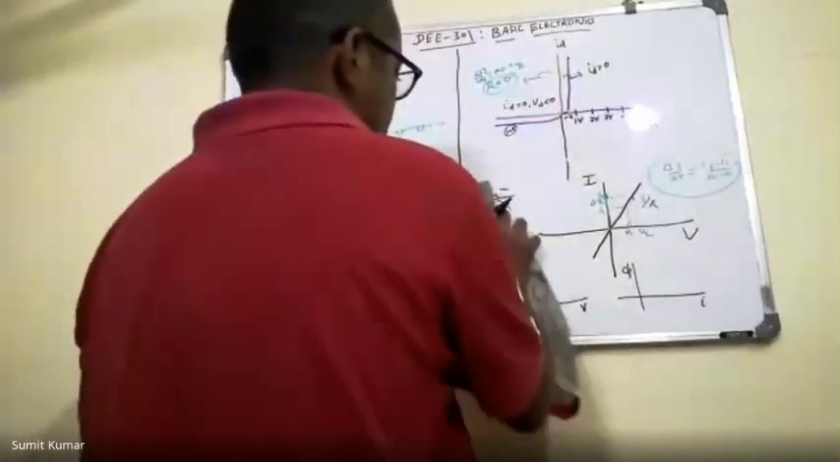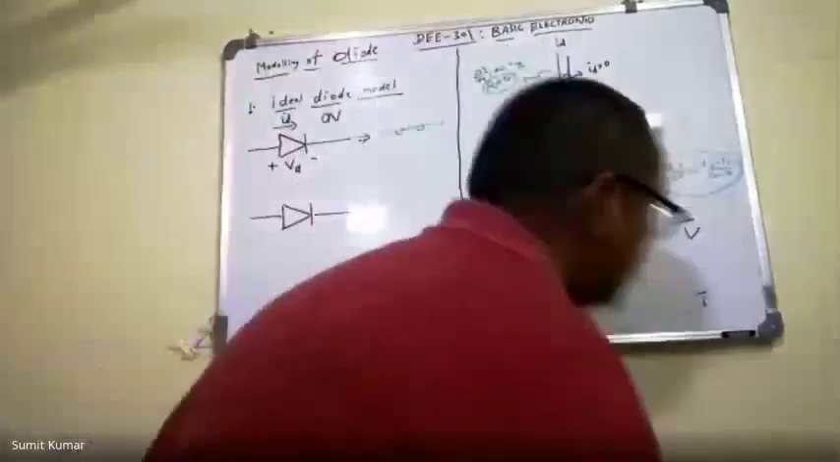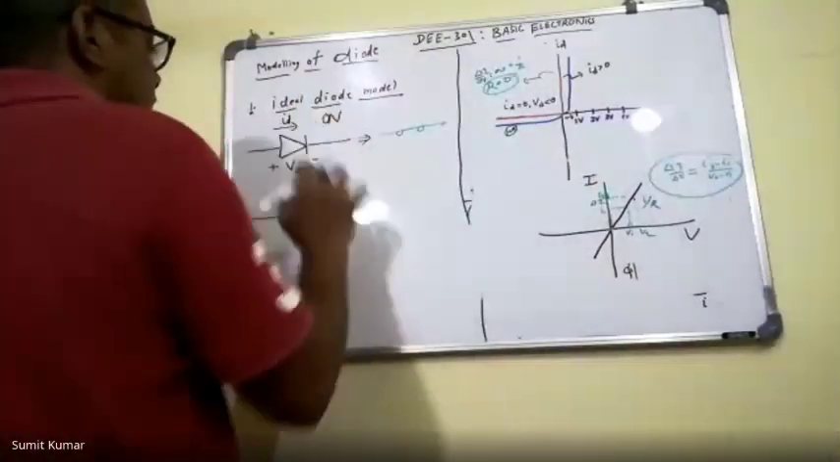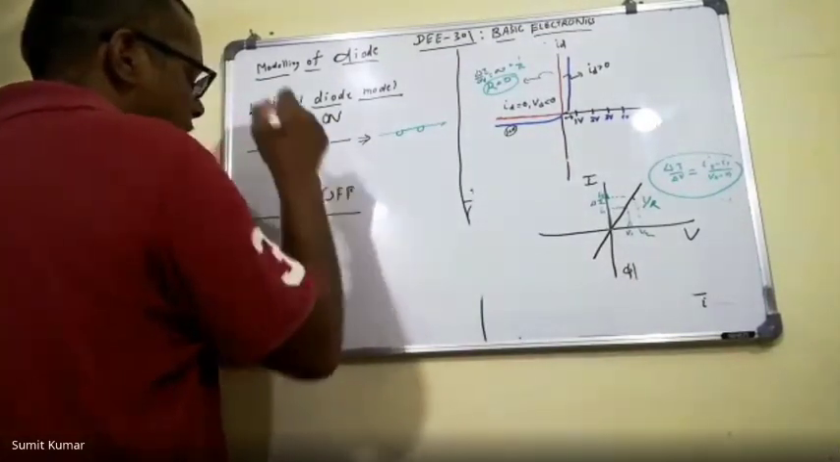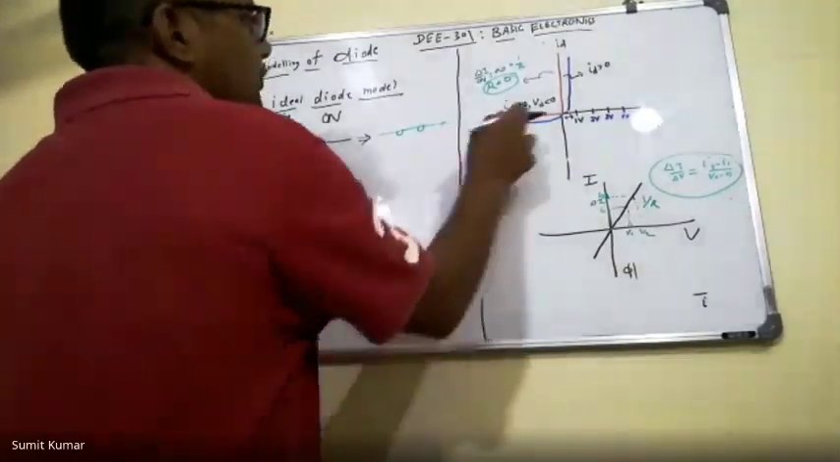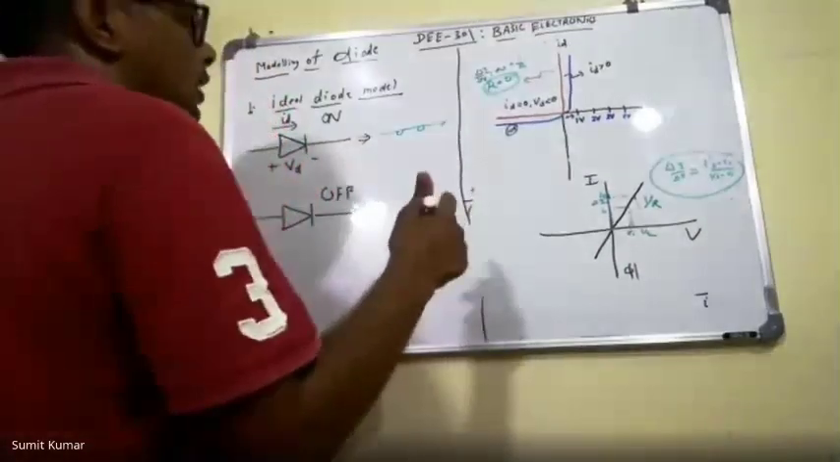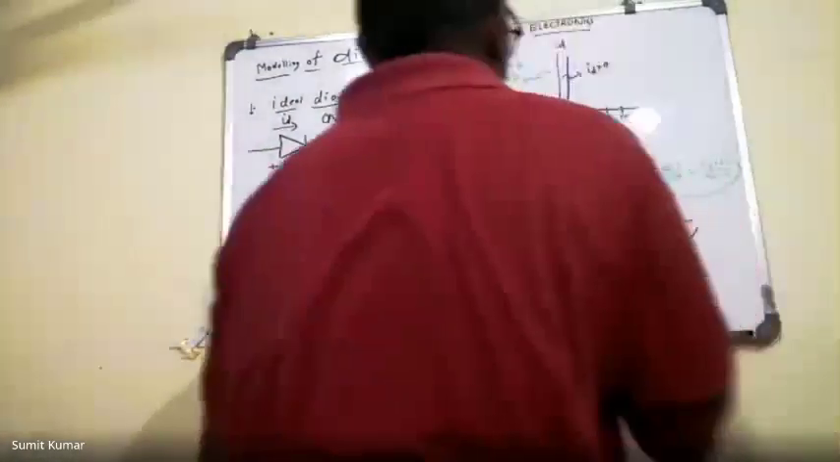So let me come back to the point. The point was the on state. Now we were discussing the off state. So when the diode is off, we need to model this line. And in order to model this line, what is required? We need to find the resistance again.